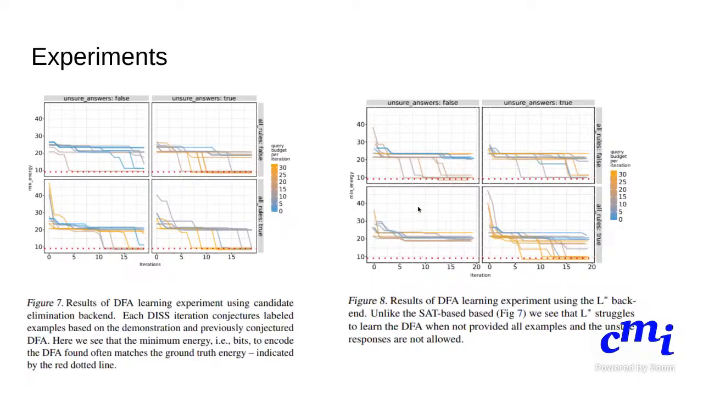I'm a little puzzled about this not converging. What is different here? Because there also unsure answers are all false. Here it would not matter because you're using SAT-based membership queries. But why did it perform better in this top one, left-hand corner?